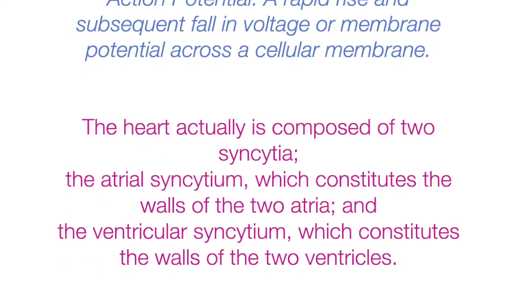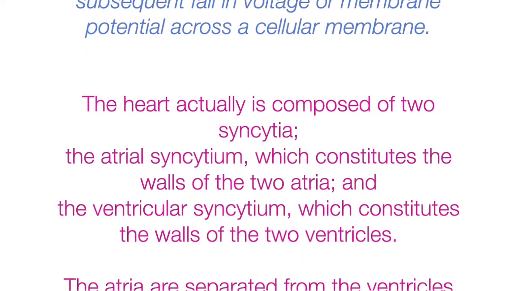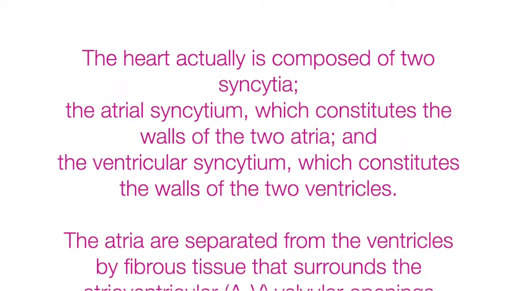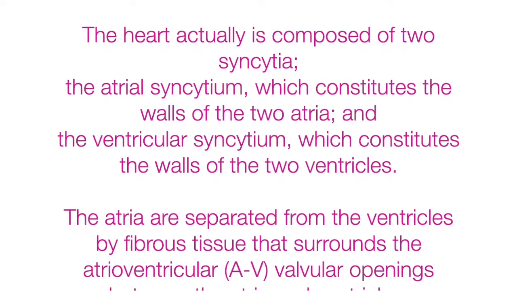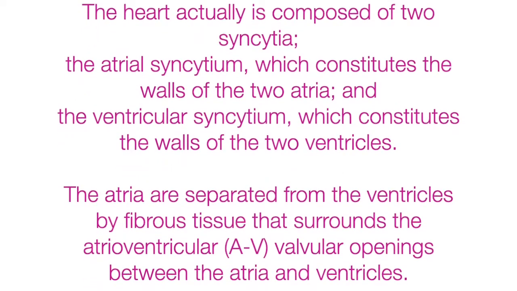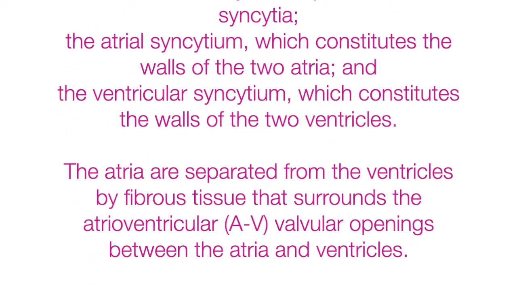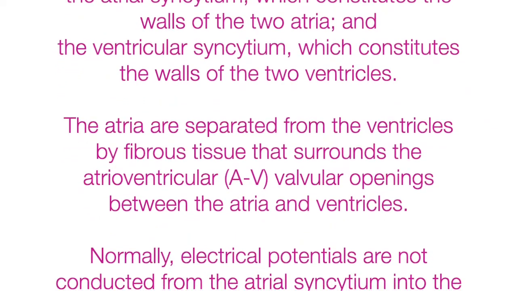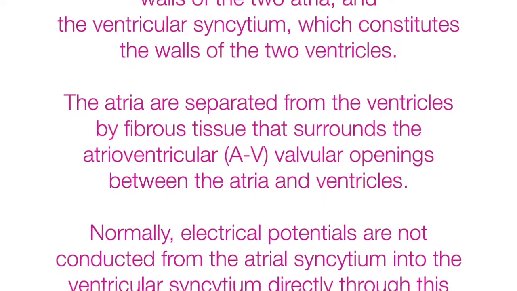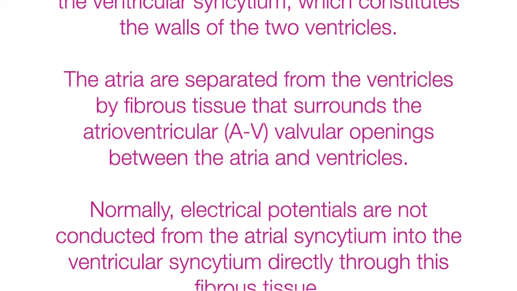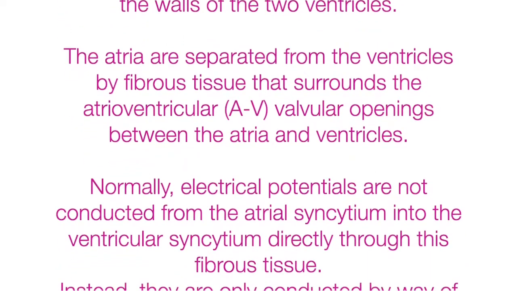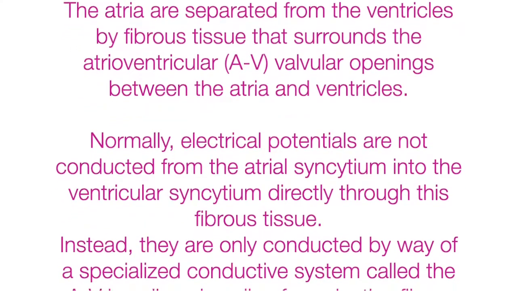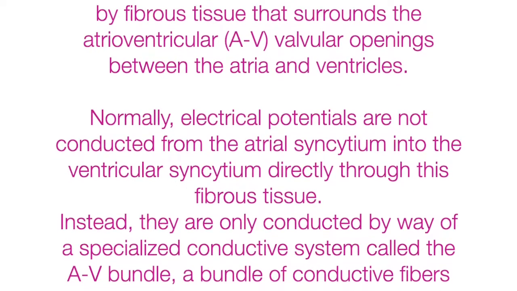The heart actually is composed of two syncytia: the atrial syncytium, which constitutes the walls of the two atria, and the ventricular syncytium, which constitutes the walls of the two ventricles. The atria are separated from the ventricles by fibrous tissue that surrounds the atrioventricular AV valvular openings between the atria and the ventricles.